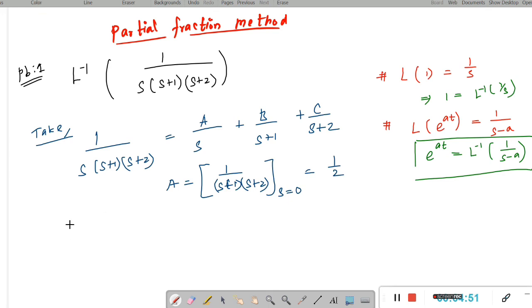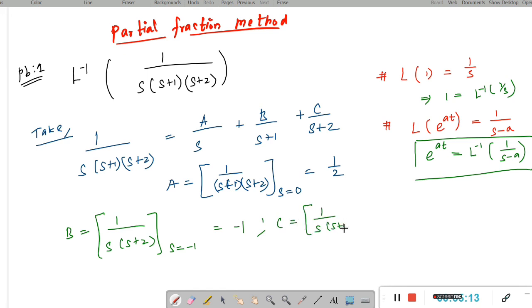Similarly, try to find B: 1 by s into s plus 2. After that, you have to put s equal to minus 1. If you apply, you may get B equal to minus 1. Finally, try to find C also: 1 by s into s plus 1, with s equal to minus 2. If you apply, you may get 1 by 2. So C is 1 by 2. After finding these three constants, you can substitute them in this assumption.